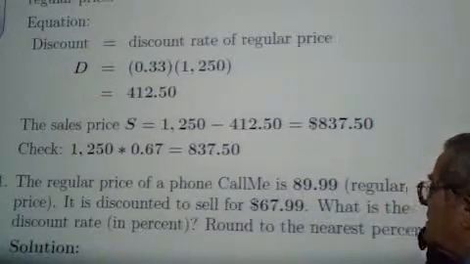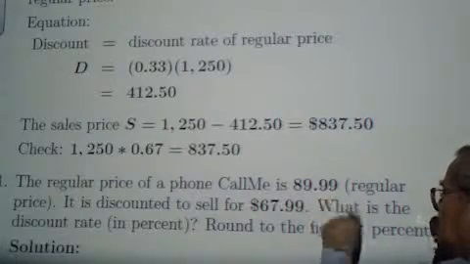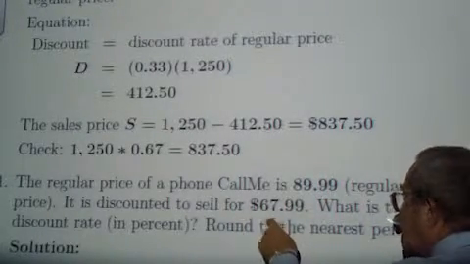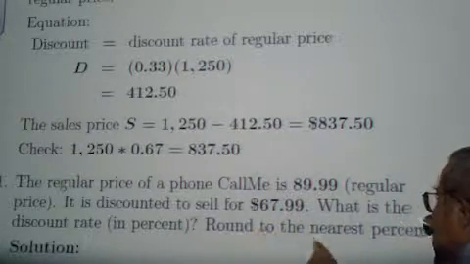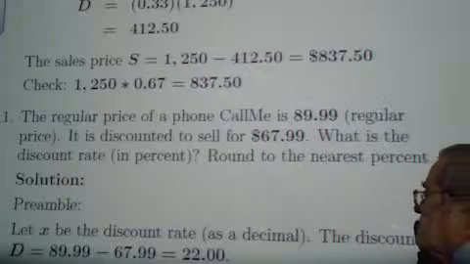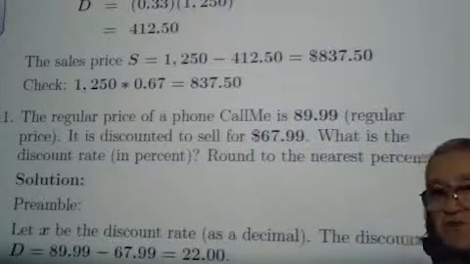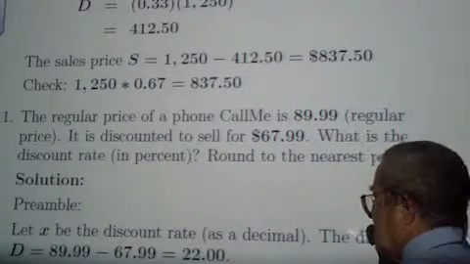Then the regular price of a phone is $89.99. It is discounted to sell for $67.99. What is the discount rate? So let X be the discount rate. I always know the solution to whatever I'm looking for, right? There it is. It's in the X box.